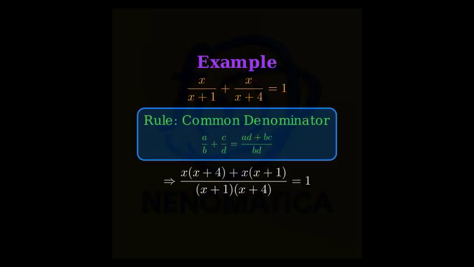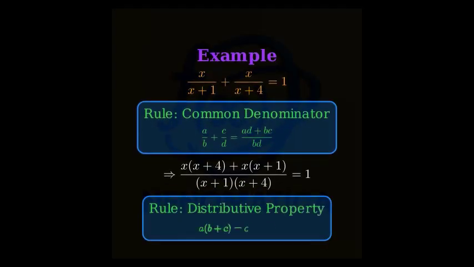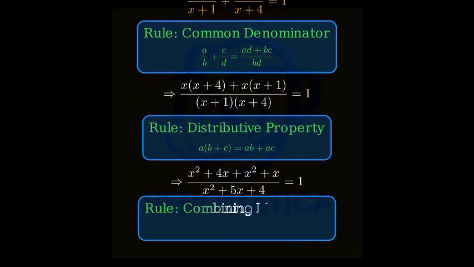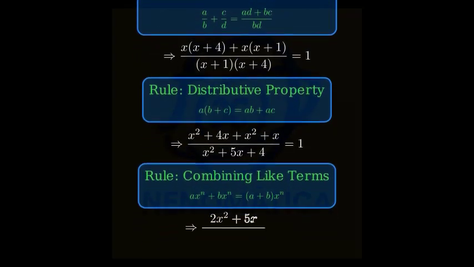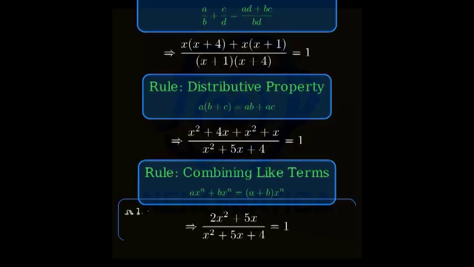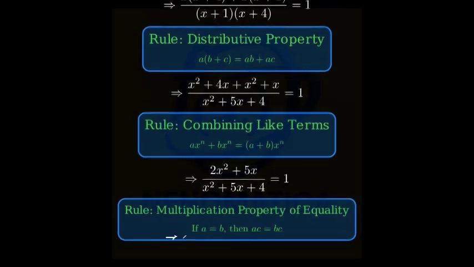Now we'll expand the numerator by distributing x in both terms. We'll apply the distributive property to simplify the expression. Next, we combine like terms in the numerator. We have x squared plus x squared, which is 2x squared. And we have 4x plus x, which is 5x. Now, to eliminate the fraction, we'll multiply both sides of the equation by the denominator. This is the multiplication property of equality.